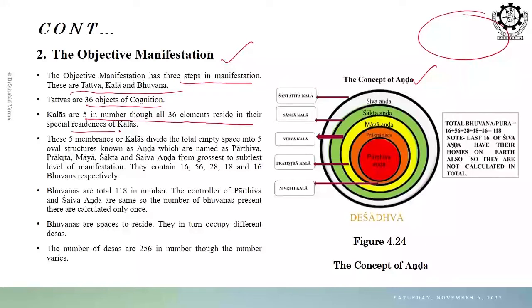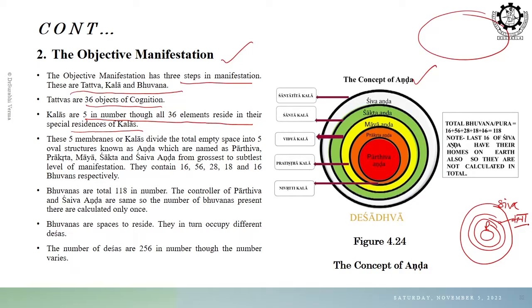In Kashmir Shaiva Darshan and in Agama Shastra, we have the concept of adhva. And adhva is elliptical in shape. This objective manifestation has 3 steps: Tattva, Kala and Bhuvan. I have explained Tattvas, that is 36 Tattvas. So, there are 36 objects of cognition, they are the 36 Tattvas. Kalas are 5 in number, though all 36 Tattvas reside in their special residences of Kalas. If you consider that this is the last, Shiva Tattva, and this is the first, the grossest Prithvi Tattva, all the Tattvas will bear a boundary, and that boundary will be known as Kala.